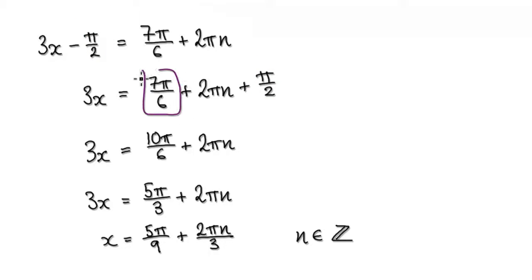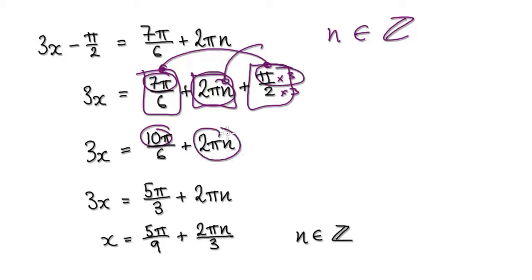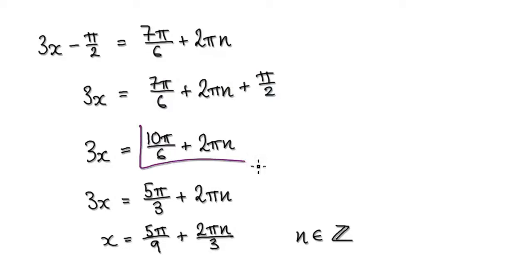So now you've got three blocks: 1, 2, 3. This n here changes because, remember, n belongs to the set of integers. So this is just a number. Merge these two together. So that will then give us, we're multiplying the bottom here by 3. So that would be 3 pi plus 7 pi, that would be 10 pi. And then this stays the same. That will then take us to here.